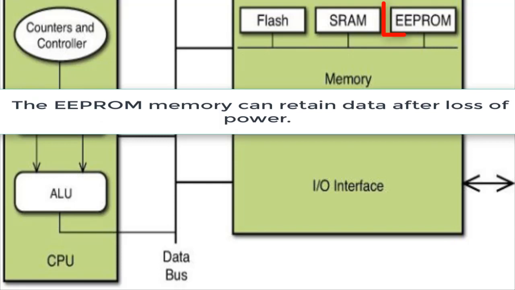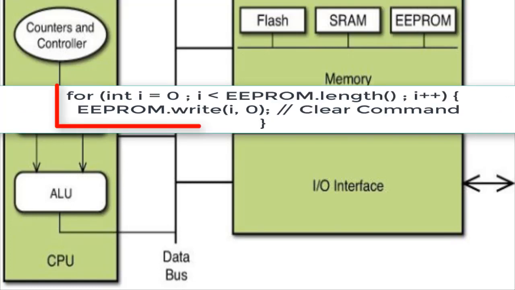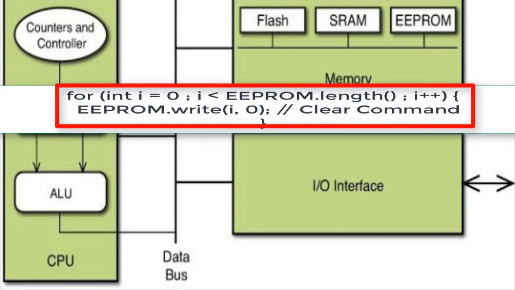Arduino also has a separate EEPROM for storing data. The EEPROM memory can retain data after loss of power and will not clear until cleared by you. But it is not as fast as the static random access memory. So, you should use it only when you need to save data for later use.